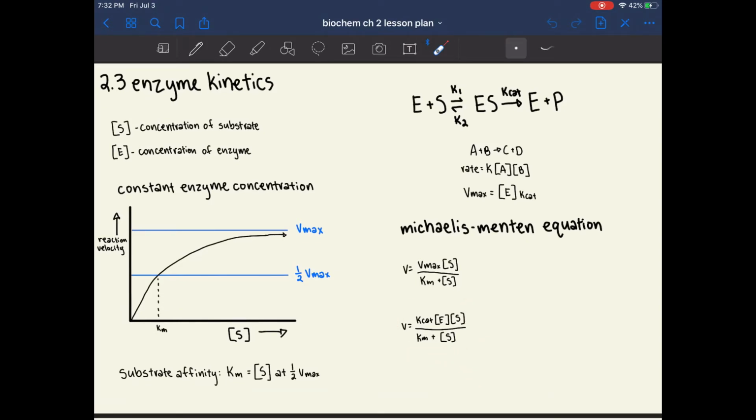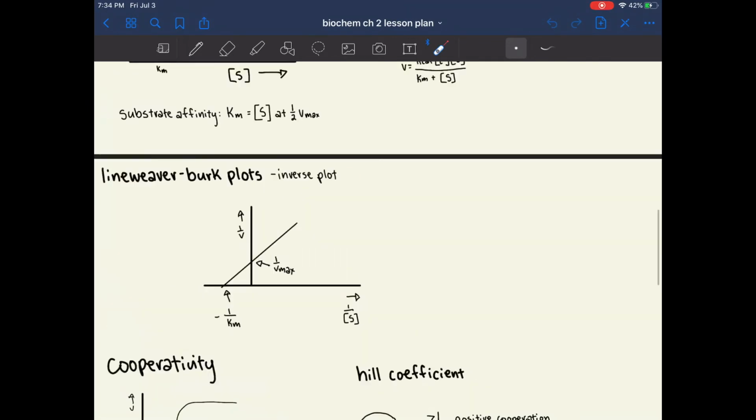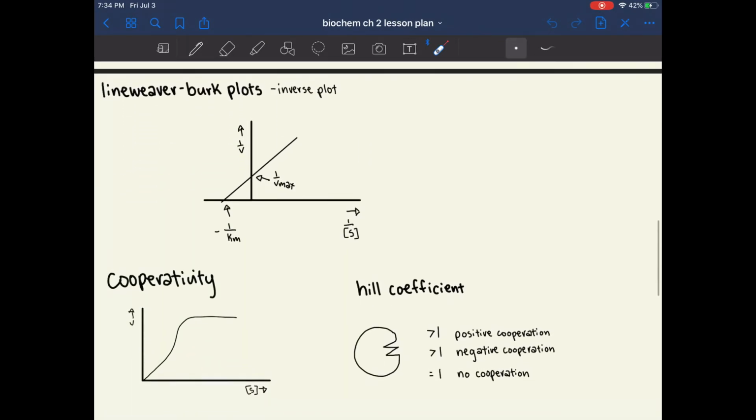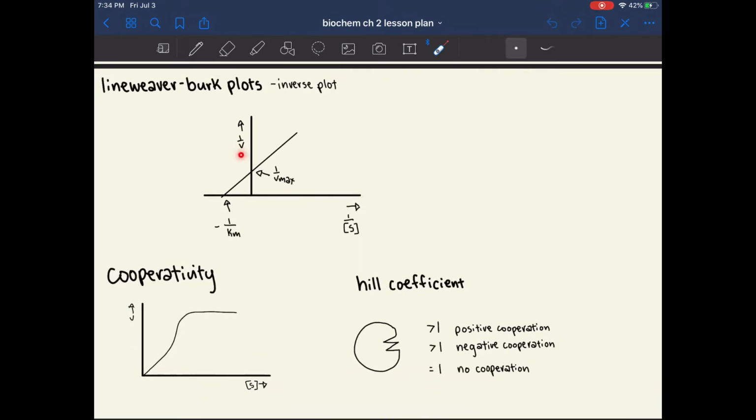This equation is sometimes even more helpful, and you can get it by substituting Vmax equals E times Kcat. Another useful way to display your data is with the Lineweaver-Burk plot, which is just the inverse plot of what we had up above. So instead of having your reaction velocity on the y-axis, you have 1 over reaction velocity. And instead of having the concentration of substrate on the x-axis, you have 1 over the concentration of your substrate.